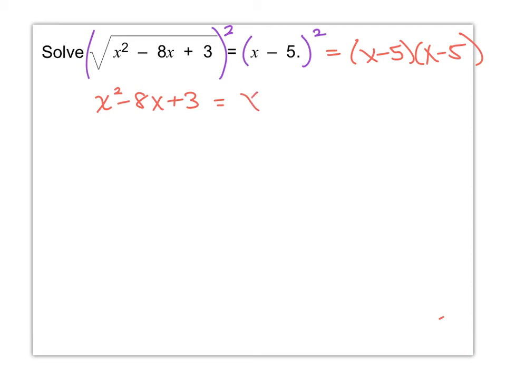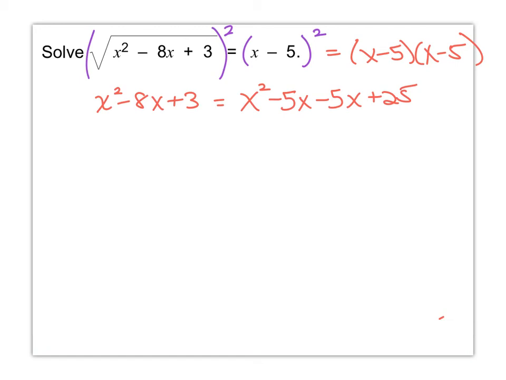For the first, x times x, you get x squared. The outer, x times negative 5, is minus 5x. The inner, minus 5x. And the last is plus 25. Now we have a quadratic equation. We do have the power of 2, the greatest exponent of 2, so we can solve this.